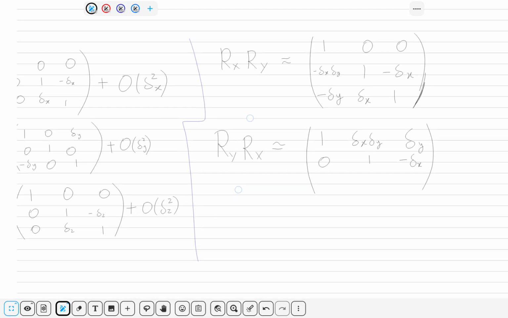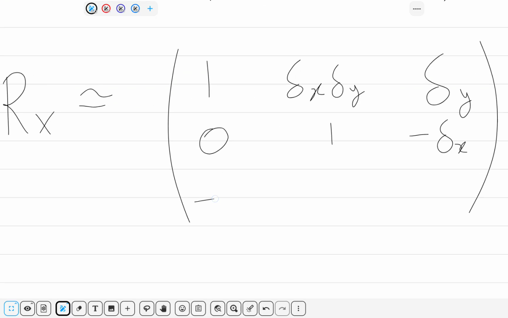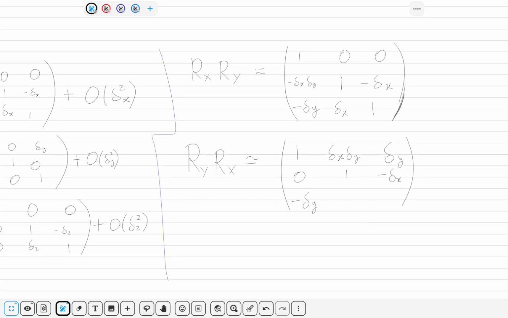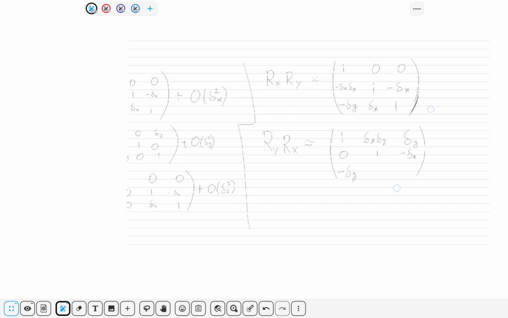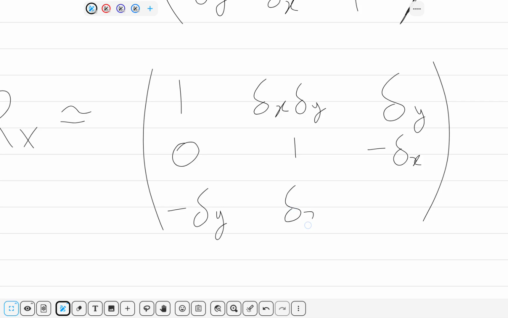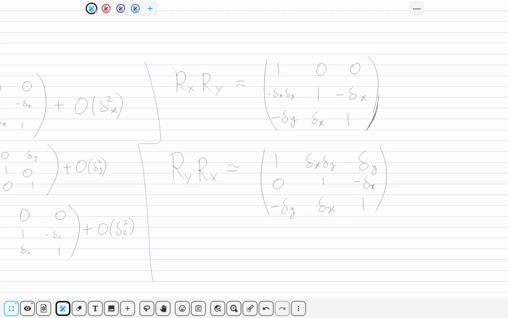and then minus delta y, and then I don't know where we are going. Delta x again, and then finally 1.